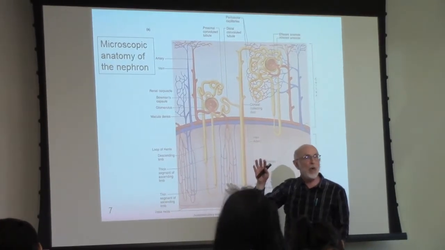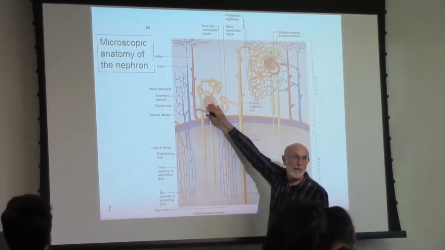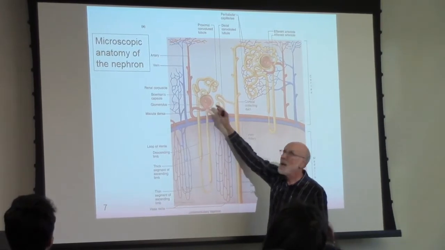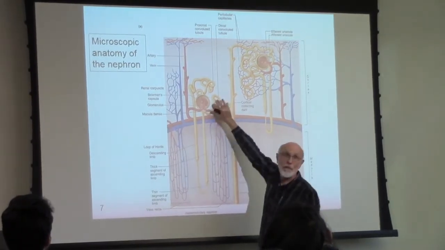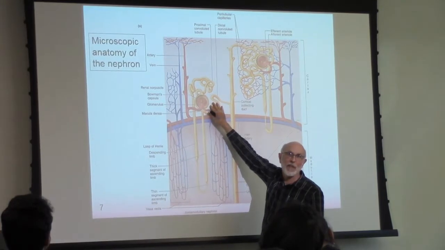Which is a little bit of a misnomer. It's physically close to the glomerulus, but the fluid that went through it is now far away from the glomerulus, and that's why it's called the distal tubule.